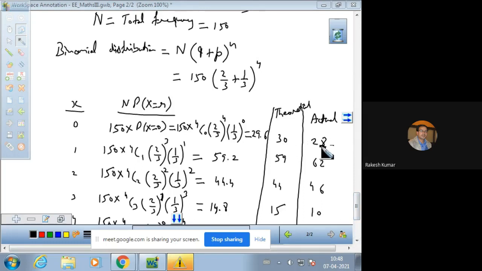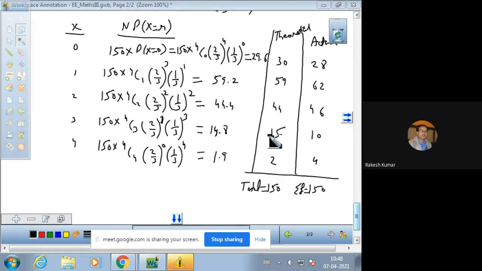In place of 28, we have 30 now. In place of 62, we will have 59. In place of 46, we have 44. In place of 10, there is a marginal difference. There is a large difference even, 15. And in place of 4, we have 2. But the sum total is the same. So this is the comparison which we have to do in the fitting process, to find out the theoretical frequencies and compare them with the actual ones.